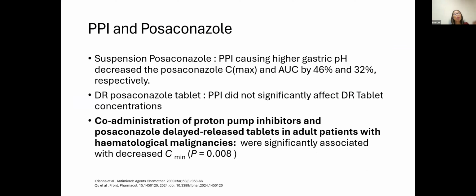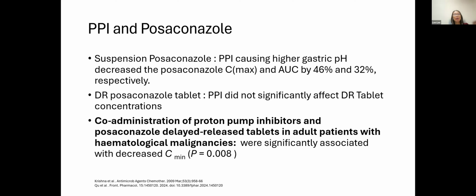PPI and posaconazole: suspension posaconazole, likewise, requires gastric acidity to enhance absorption. Therefore, co-administration of PPI with posaconazole may reduce the Cmax or AUC of posaconazole. In contrast, for the tablet formulation, PPI did not significantly affect the concentrations. This is, again, based on an in vivo study. But in a clinical study, co-administration of PPI and posaconazole tablet formulation in adult patients with leukemia was significantly associated with decreased trough level of posaconazole.